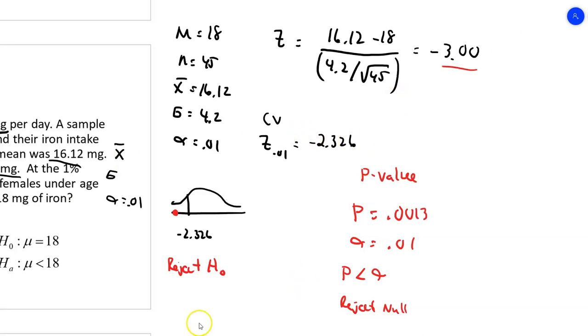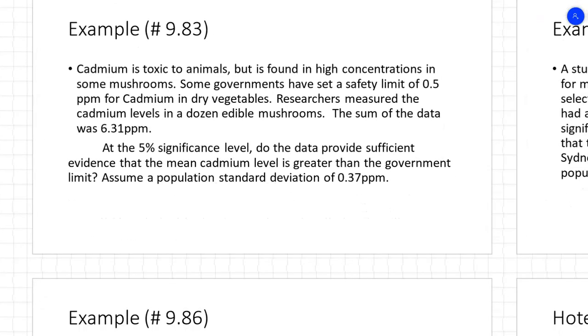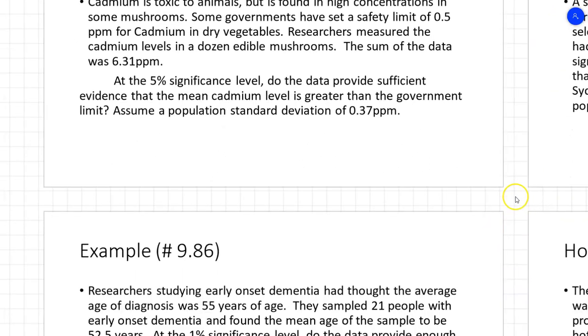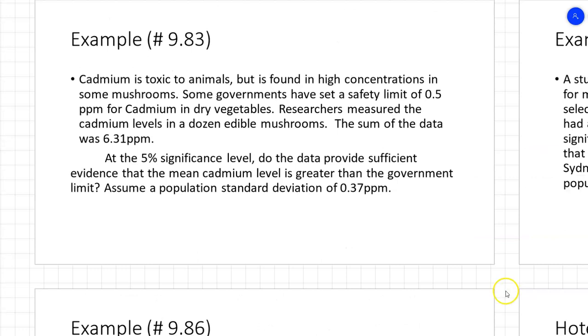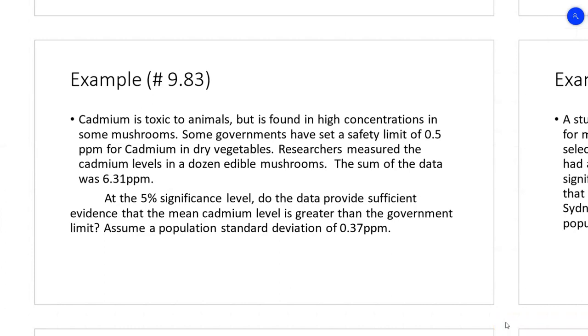All right, let's try one or two more of these, and then we'll start to wrap it up. All right, so this is about cadmium, toxic to animals, found in mushrooms. Safety limits a half of a ppm, part per million. Researchers measured the level in a dozen edible mushrooms. Look, your sample size is hiding right in here. Sample size is 12.